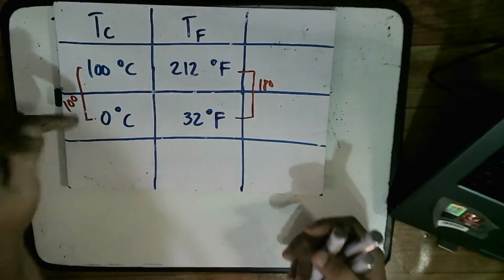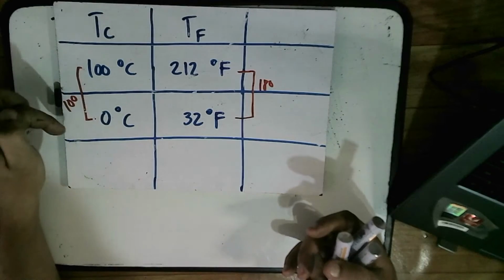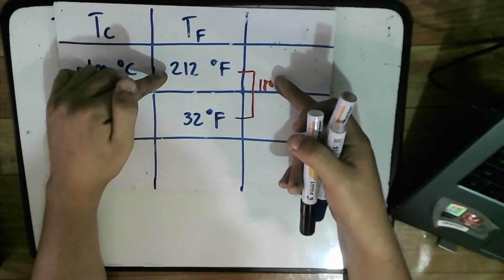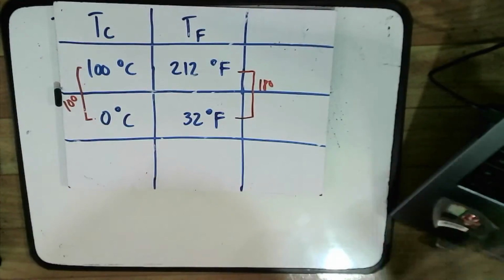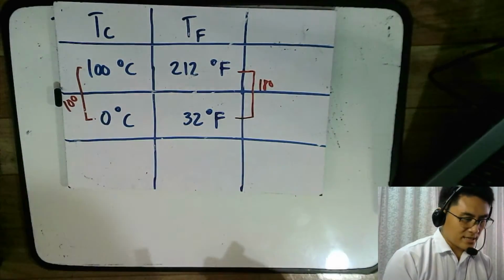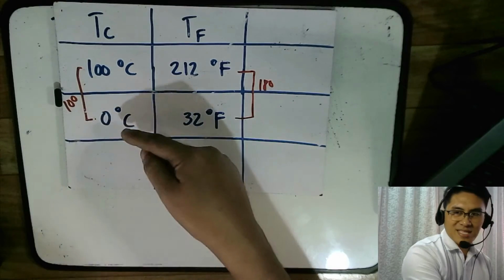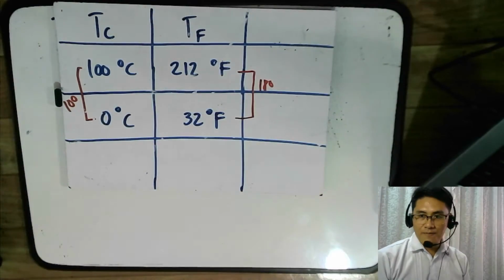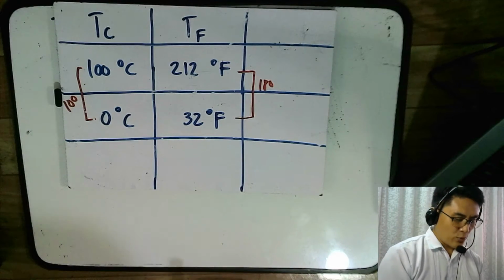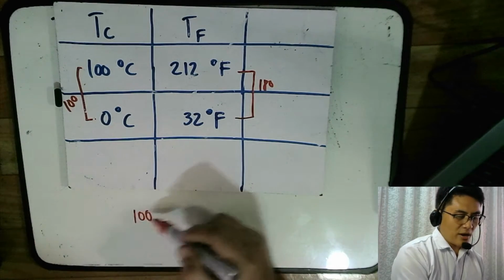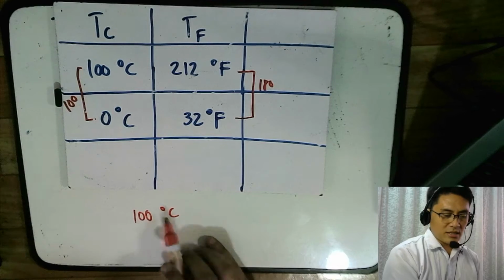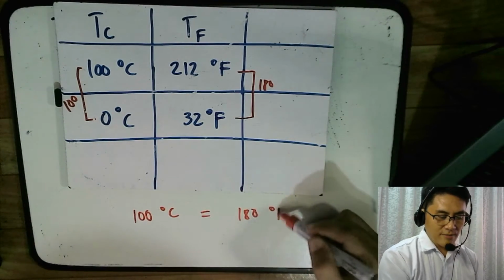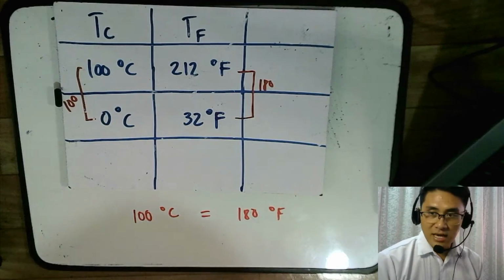So if you look at this, the steps from 0 to 100 is 100 steps. But here, from 32 degrees to 212 degrees, it takes 180 steps. So what that means is that there are 100 steps in Celsius for every 180 steps in Fahrenheit. Okay? So that is kind of an equivalent. It's saying that for every 100 steps in the centigrade scale, there are 180 steps in the Fahrenheit scale.